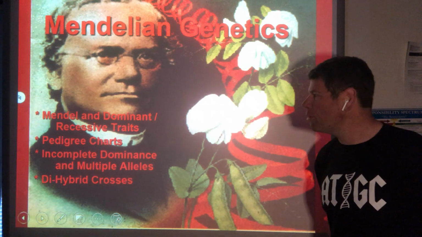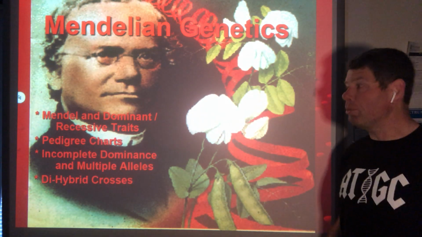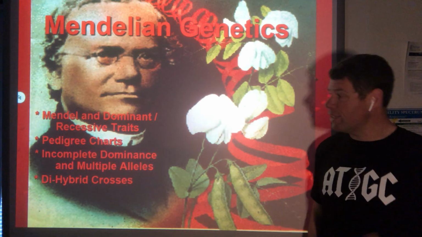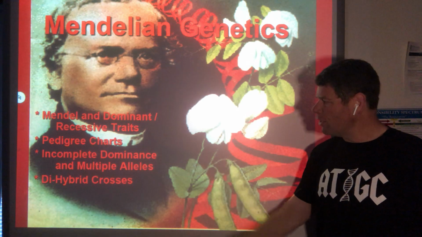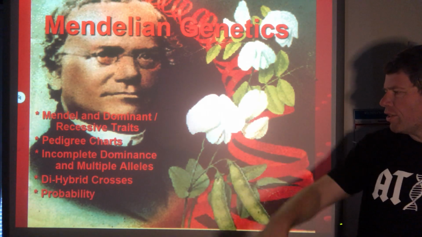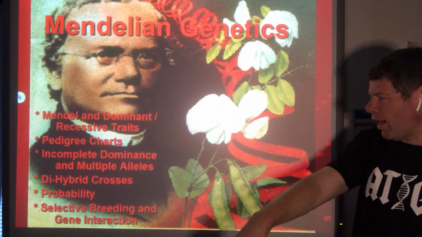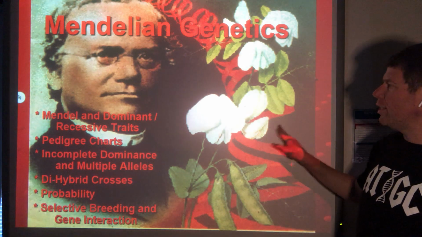So a few things we're gonna talk about. We're gonna talk about traits, of course, and you've heard the terms dominant trait, recessive trait. We're gonna be studying some pedigree charts, incomplete dominance, multiple allele situations, dihybrid crosses, monohybrid crosses, probabilities of having traits that you have, talk about selective breeding, getting things that we want, and gene interaction.